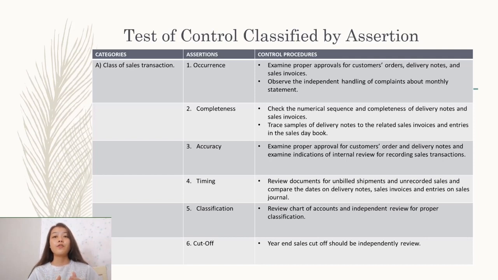The fifth one is classification. Classification is to review chart of account and independent review of the proper classification. And the sixth one is cutoff. Cutoff is a year-end sale cutoff should be independently reviewed.